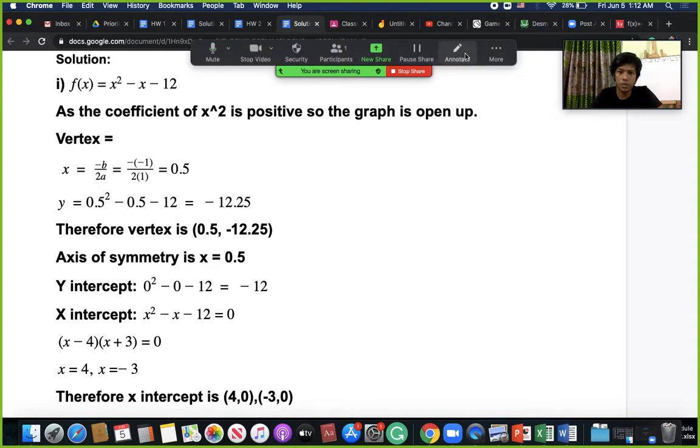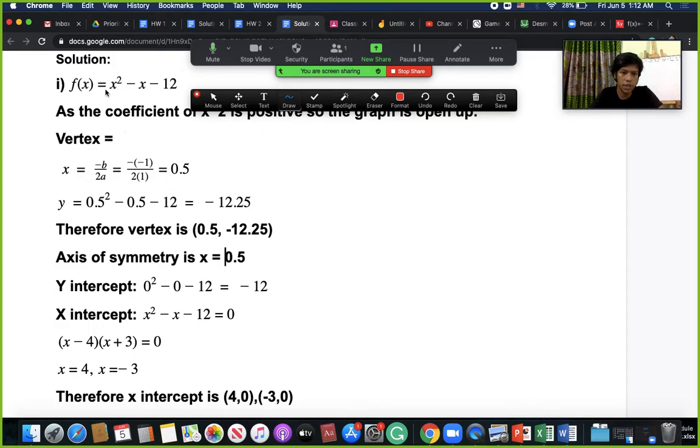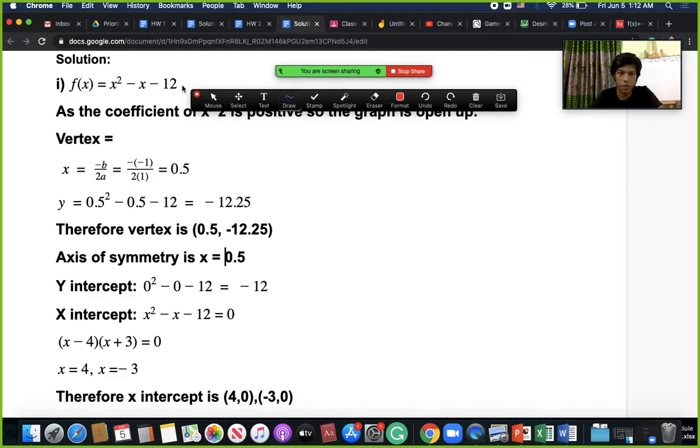We just have to put x equal to 0. That means 0 here, here 0, and here 0, and the answer will be minus 12. That's why the answer is minus 12. For finding the x-intercept, we have to put y equal to 0. Y means f(x), the whole function. So we have to put 0 here.